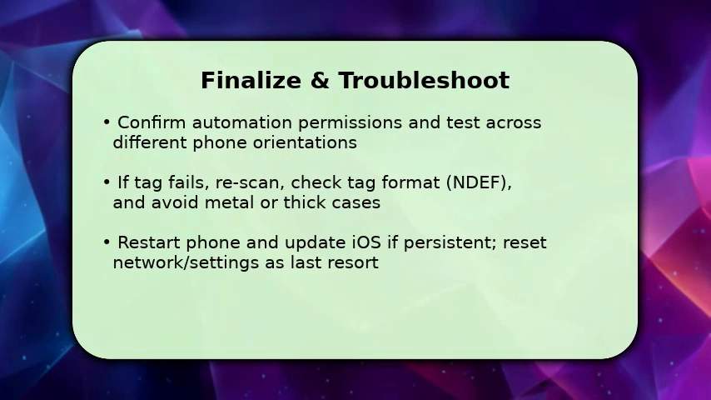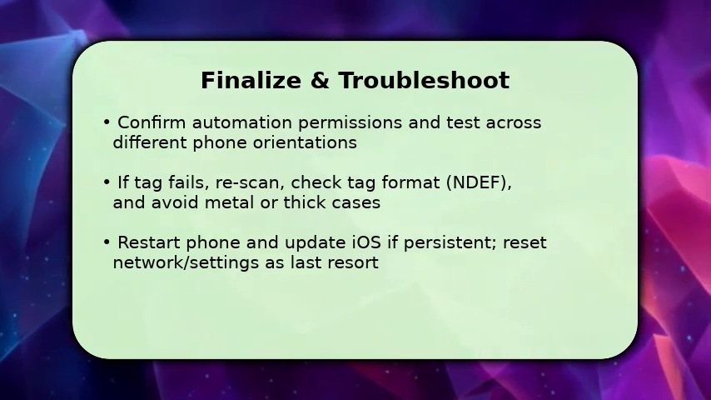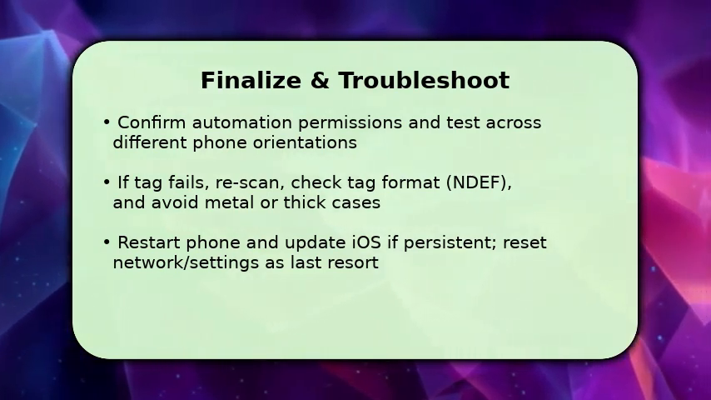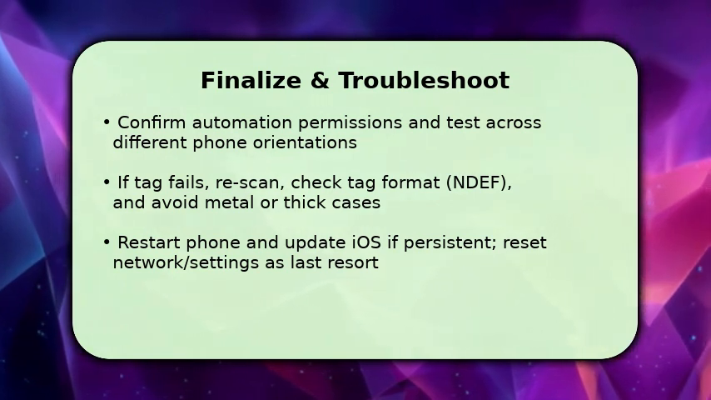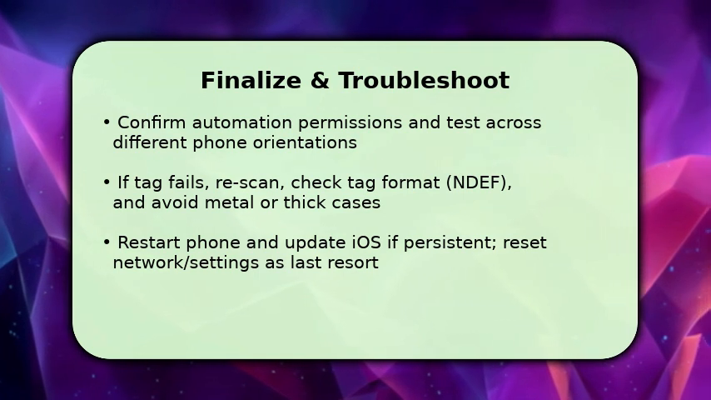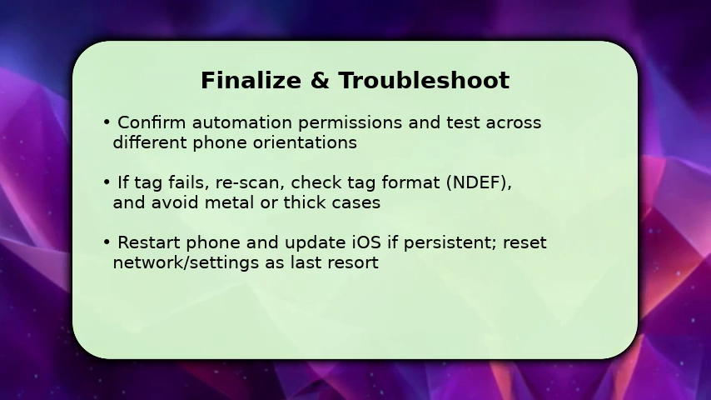Finally, validate the workflow by testing end-to-end. Tap the tag, observe the action, and repeat while rotating the phone a bit. Orientation can affect reads. If it fails, make sure the tag is NDEF formatted and not blocked by metal or a thick case. Rescan the tag in Shortcuts and reassign if needed.